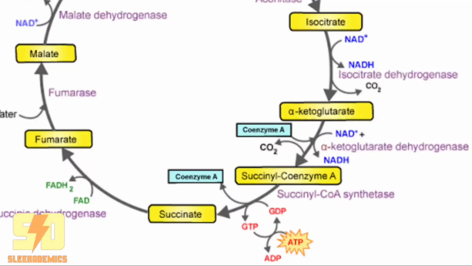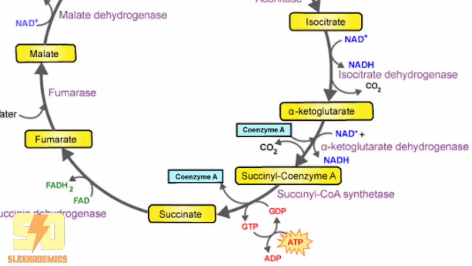Now, this isocitrate is further reduced to a 5-carbon molecule known as alpha ketoglutarate. Alpha ketoglutarate is a 5-carbon molecule, and this is achieved by the loss of carbon dioxide and the conversion of NAD+ to NADH. And this is facilitated by an enzyme known as isocitrate dehydrogenase.